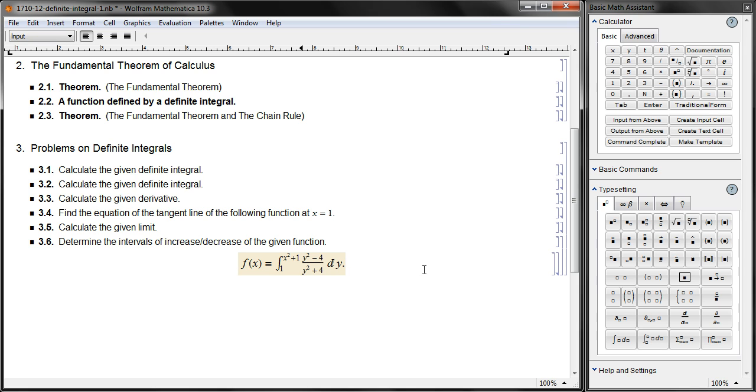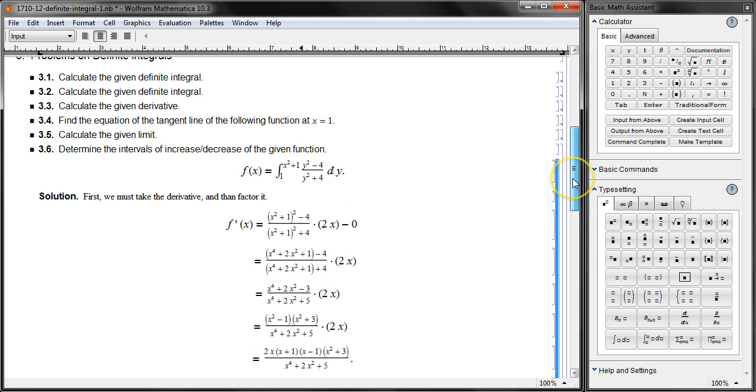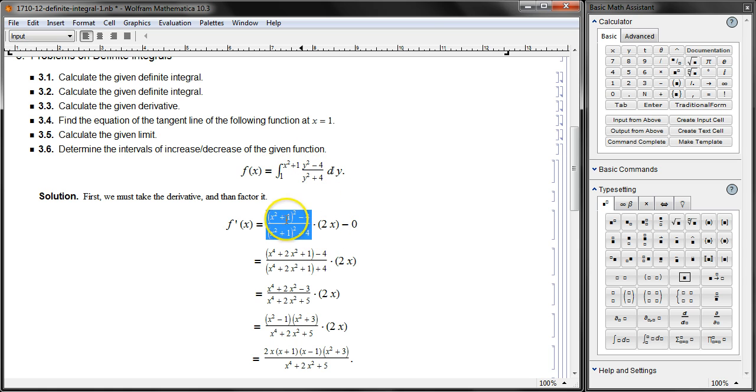Take the derivative and factor it. Now, taking the derivative of this, well, we'll have to use the fundamental theorem. And let's save some time. Let's go ahead directly to this. Take the derivative. That means plug in x squared plus 1 in place of y like this, and then times the derivative of the inside. Minus 1, that's constant here, so derivative of constant is 0, so we have minus 0. That part drops out.